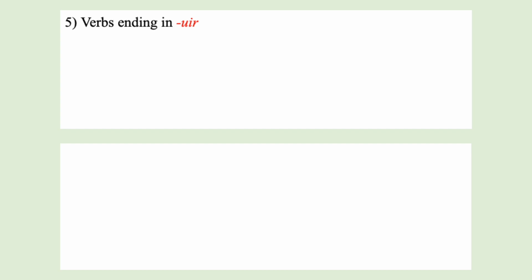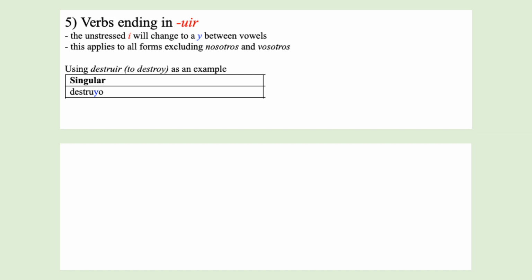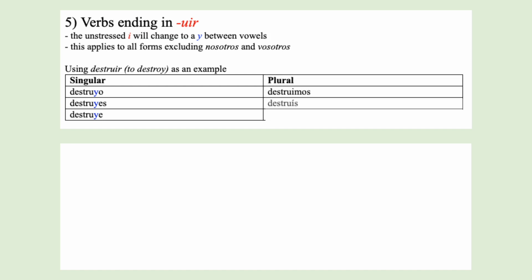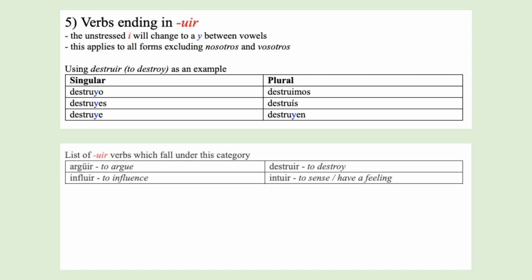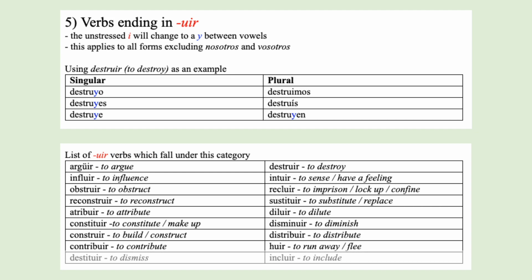For verbs that end in uir, the I will change to a Y between vowels, so this spell change will apply to all forms, excluding nosotros and vosotros. It's just like a stem change pattern. So using destruir as an example, the conjugations are destruyo, destruyes, destruye, destruimos, destruís, no spell change for nosotros and vosotros, and destruyen. And here is a list of verbs which follow the same present tense conjugational pattern.